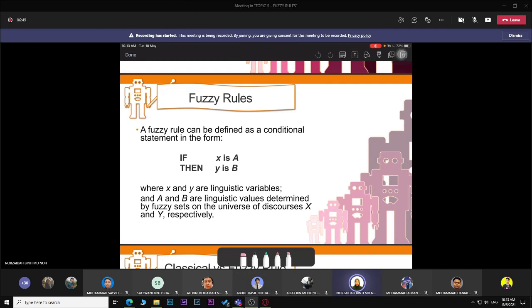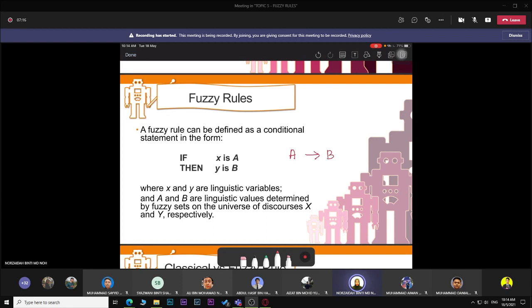Okay. So a fuzzy rule can be defined as a conditional statement in the form of if-then, just like what you see in a knowledge-based system. A normal knowledge-based system always has the same form. You have the same form of fuzzy rule, which is: if X is A, then Y is B. If you do it in propositional logic, it will be like A implies B.